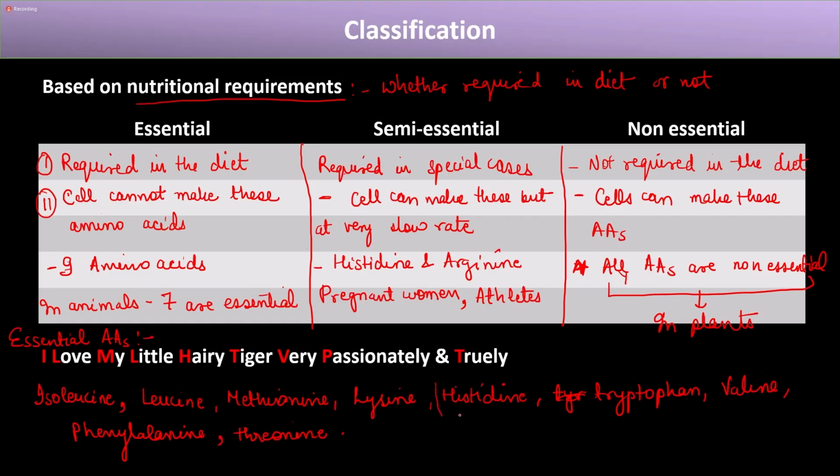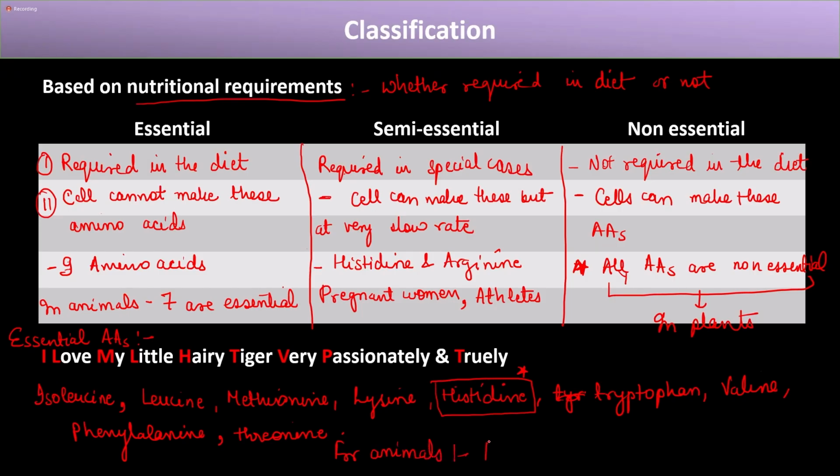In some cases you will also see that histidine and arginine are written among the essential amino acids, but these are semi-essential. So based on the question, you can omit this. Now I was talking about animals, where there are 7 essential amino acids. So you can remove some from this list for animals.